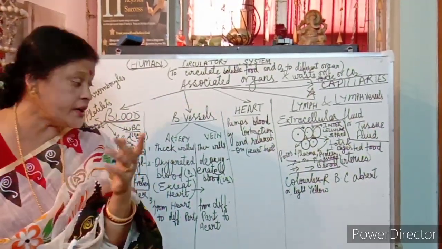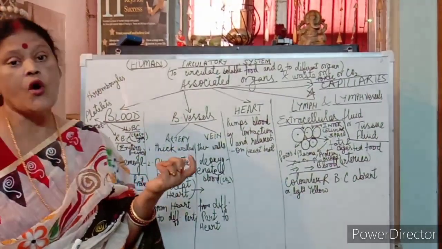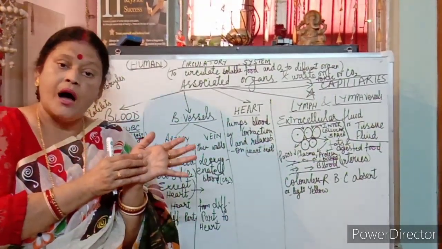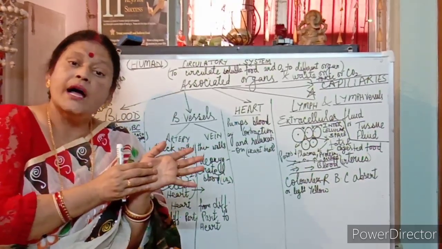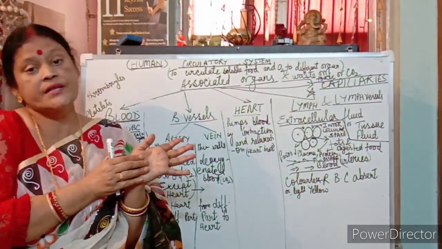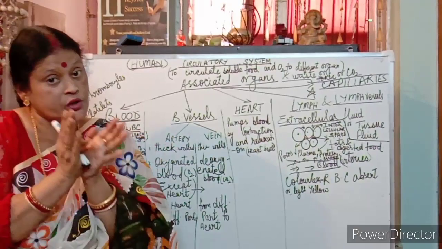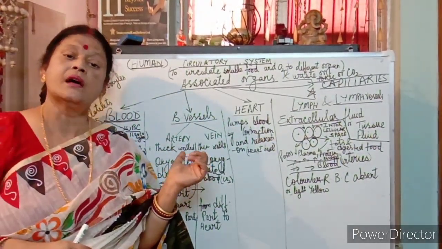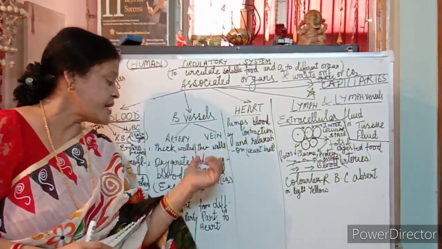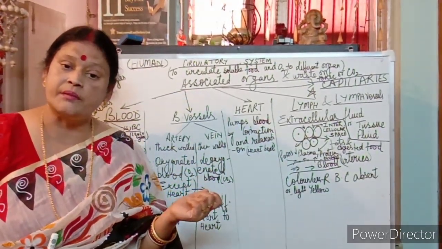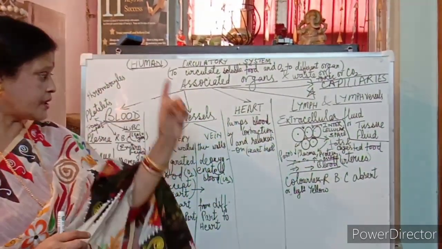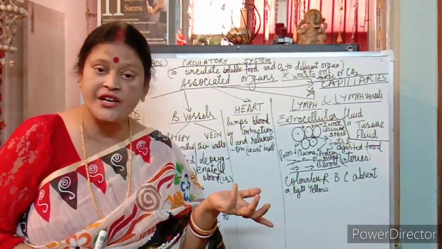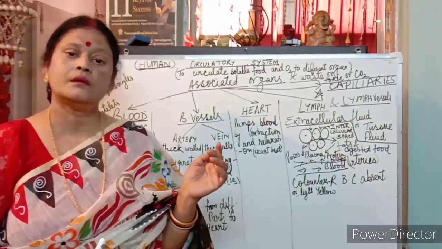Clear? Another point. Arteries carry oxygenated blood, except in the heart. I will explain that right now, about why some arteries carry deoxygenated blood. But that is an exception only in the heart, right? Otherwise, arteries are always carrying oxygenated blood and veins are carrying deoxygenated blood. Clear? Now third, the heart. It helps in pumping of the blood by contraction and relaxation.